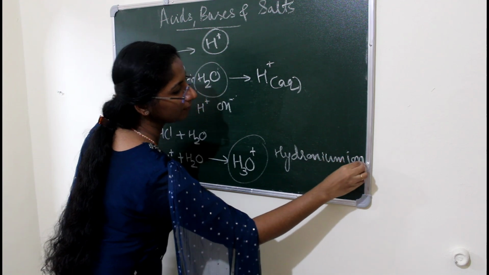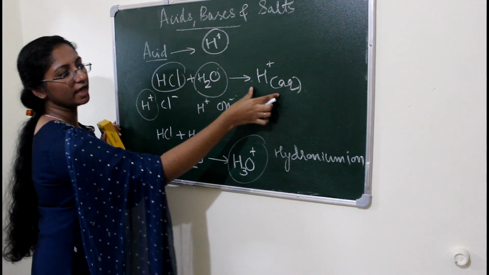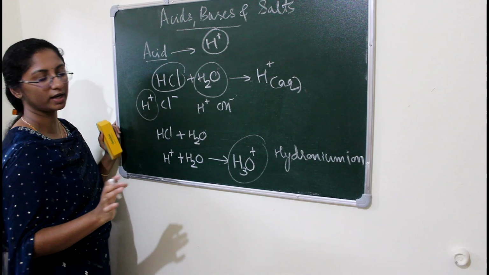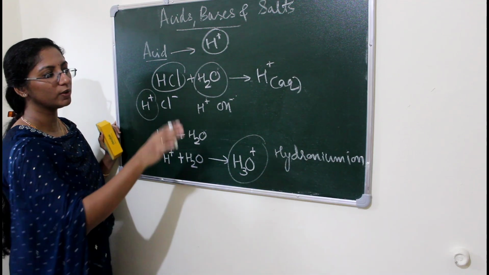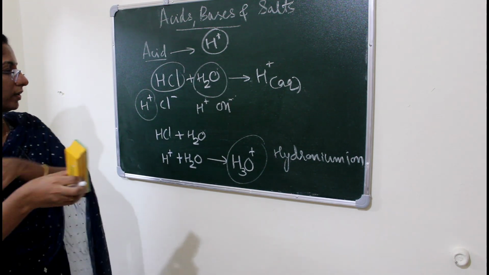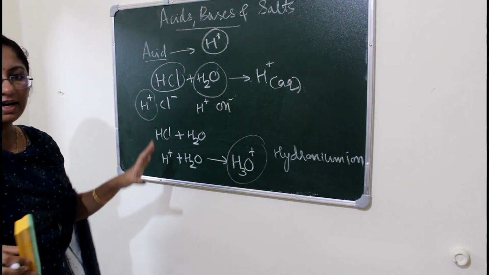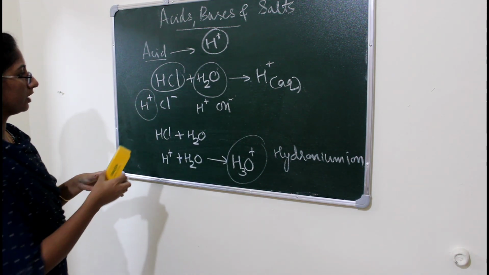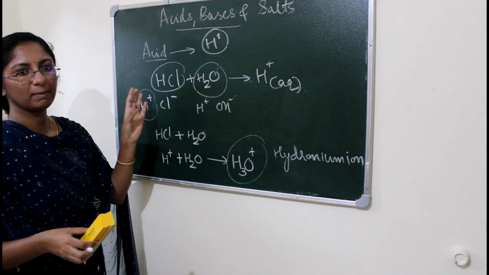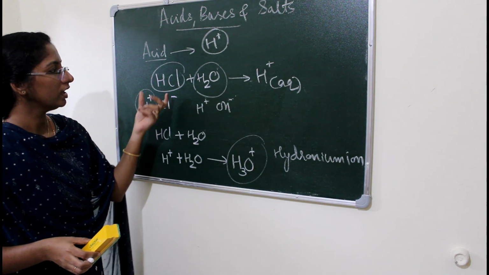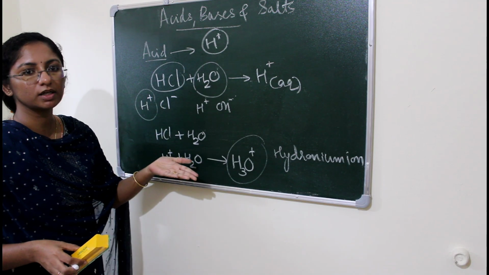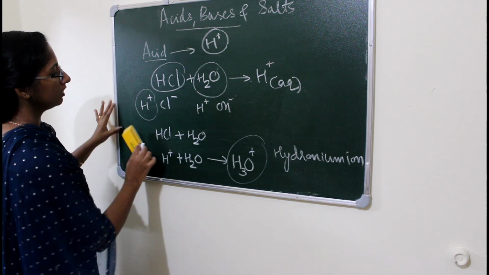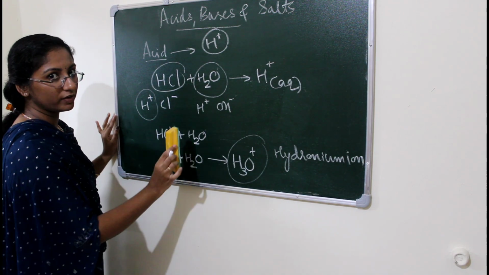Hydronium ion. Otherwise we write it as H plus aqueous, or we can write it as H3O plus. Only then can these H plus ions exist. Otherwise H plus ions can't exist freely; they will combine with the Cl minus ions. To get the H plus ions freely, we have to add some amount of water to that acid. So that's all about hydronium ions.